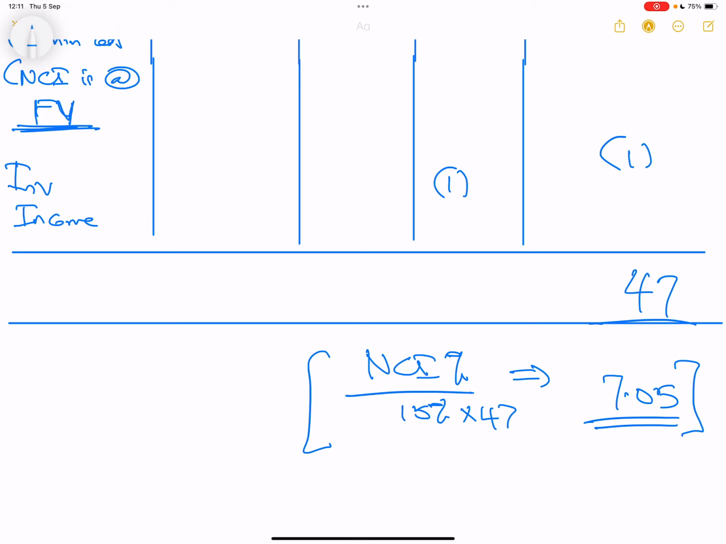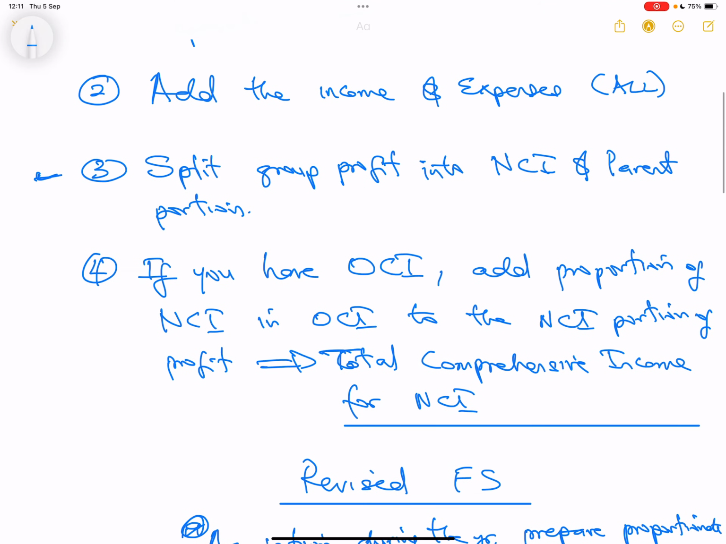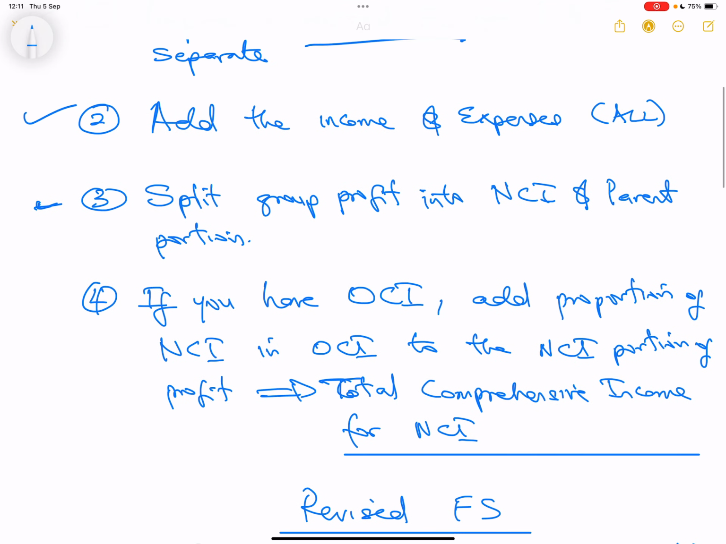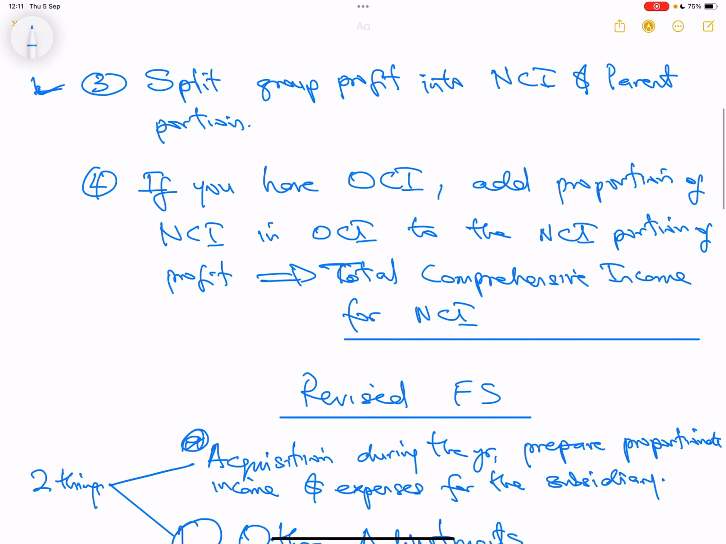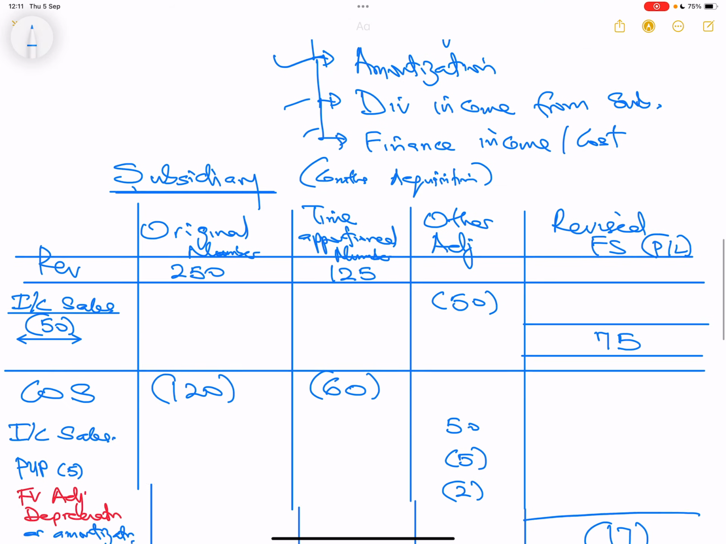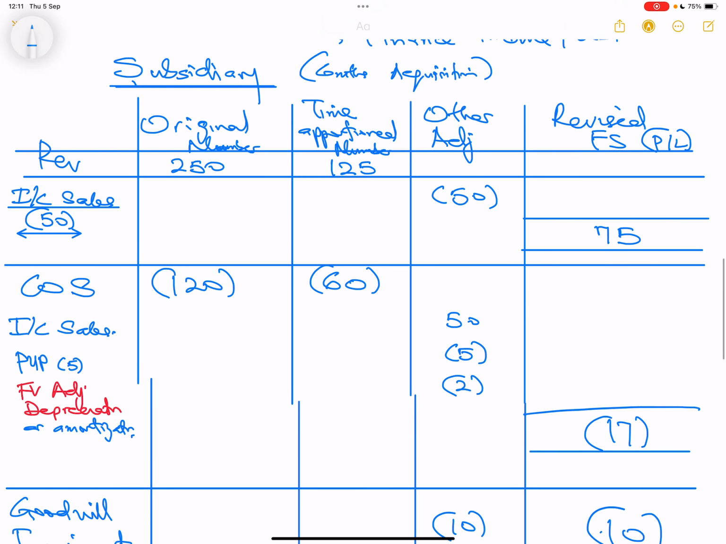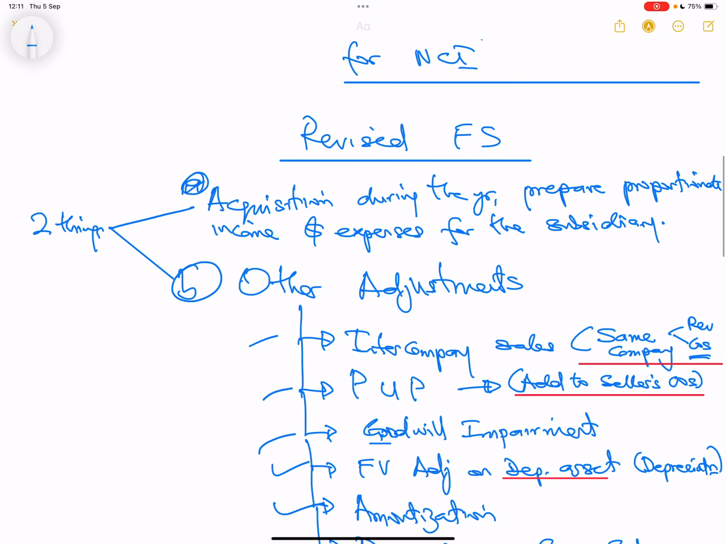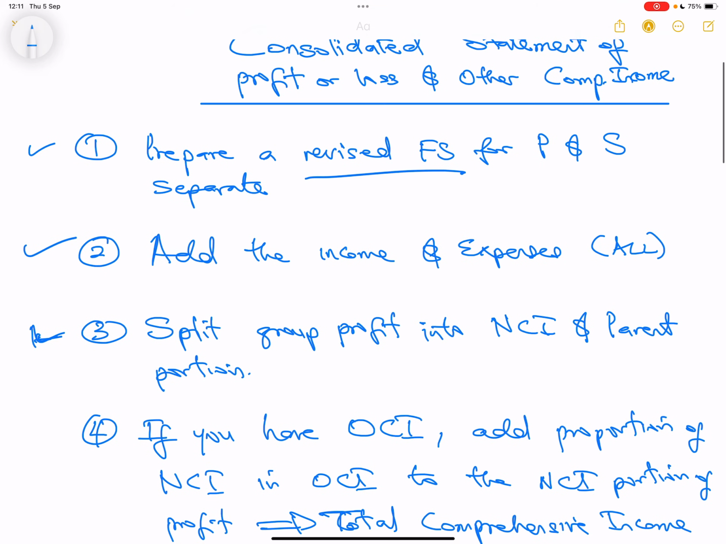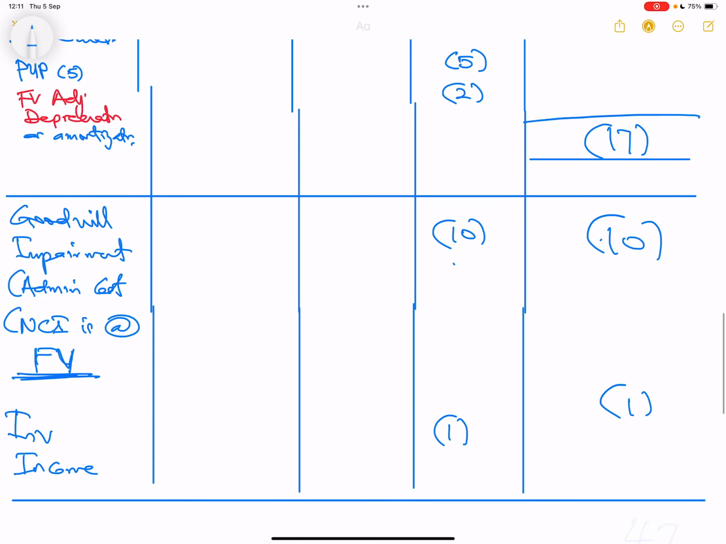So this will be the NCI portion of your group profit when we need it. This is the figure we'll be using, and that's why it's important to prepare adjusted P&L like this. Okay, so step 1 is done. Step 2 is just to add this schedule we've prepared for both subsidiary and parent. We'll add all the numbers together. That's step 2. And step 3 is now to split the profit into NCI and parent portion.